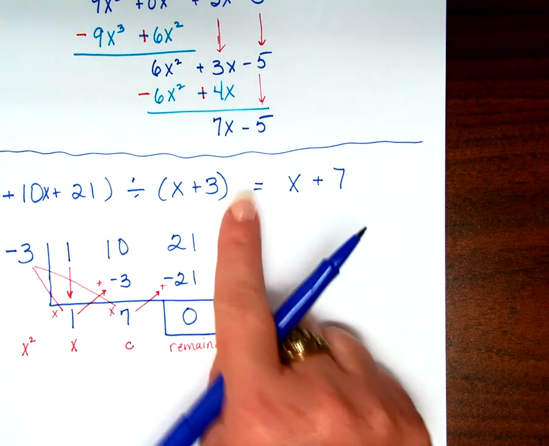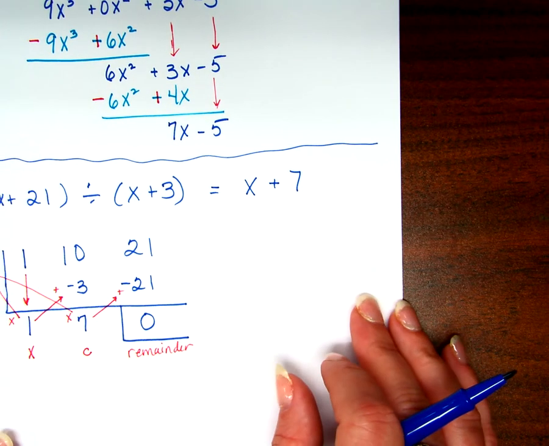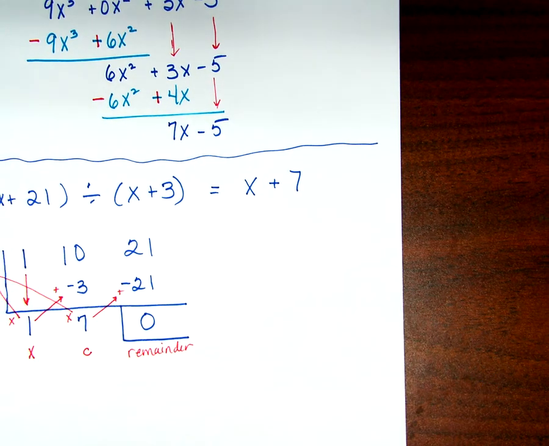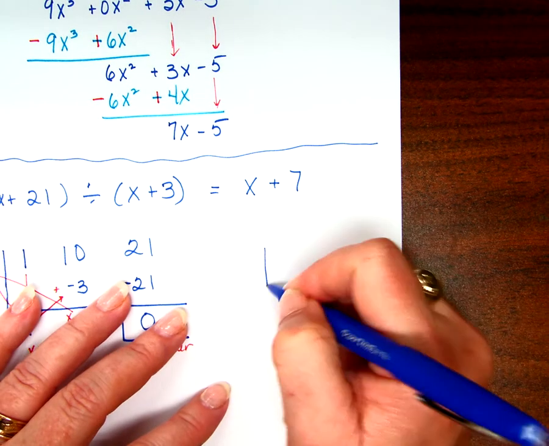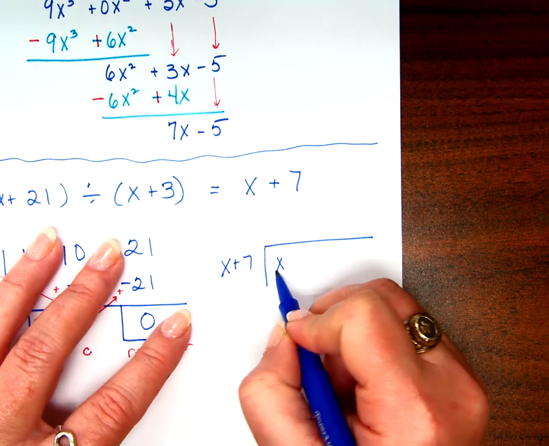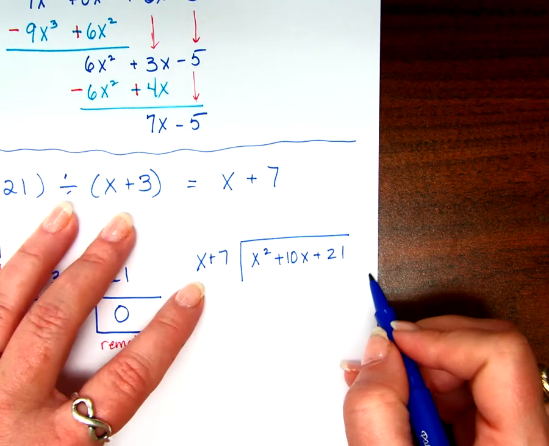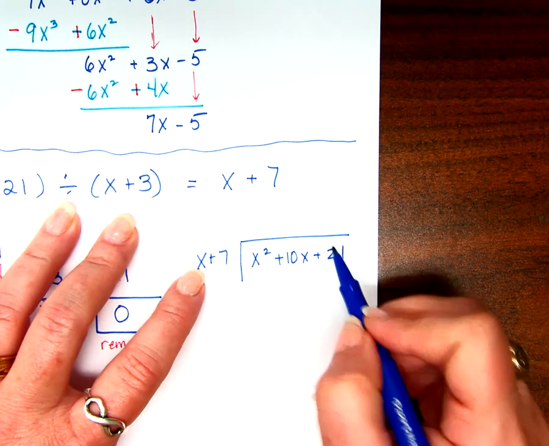Could I have done this problem with long division? Is there any restriction on long division like there is on synthetic division? Okay, watch this real fast. x plus 7, x squared plus 10x plus 21. Well, if I divide the first term by the first term, I get x.